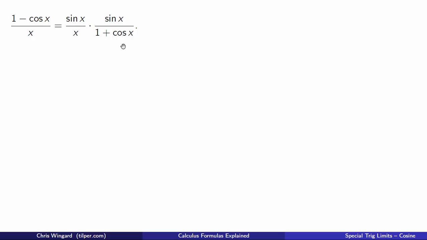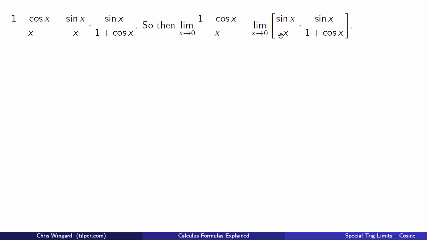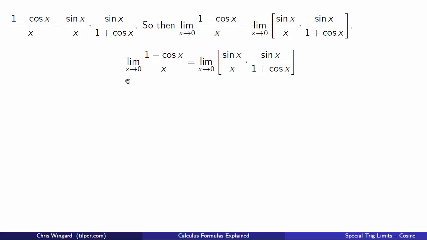Since these two things are equal to each other, if we take the limit as x goes to 0 of both of those, we'll get the same thing. Two things equal each other, so the limits of those things also equal each other. So let's go ahead and see what happens. We take the limit as x goes to 0 of (1 minus cosine x) over x. That's the same thing as the limit as x goes to 0 of this product here.